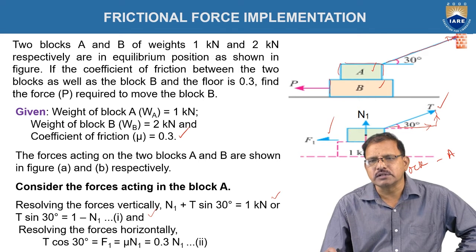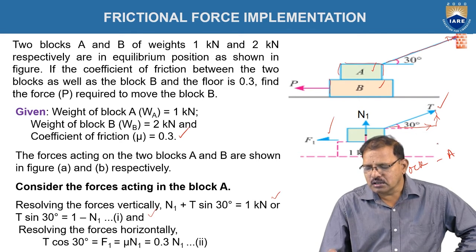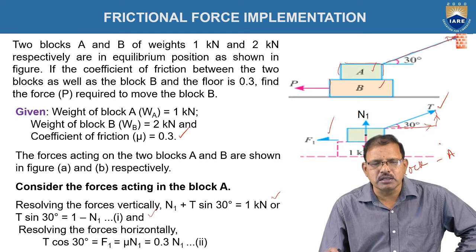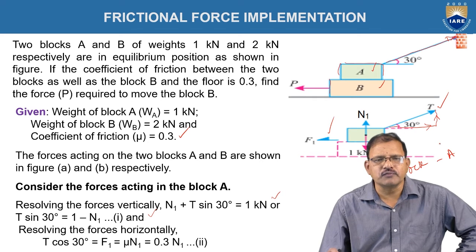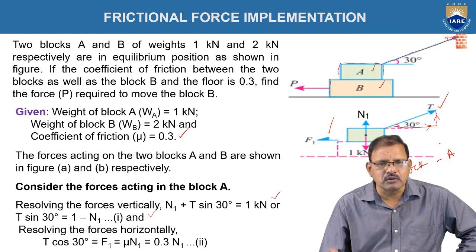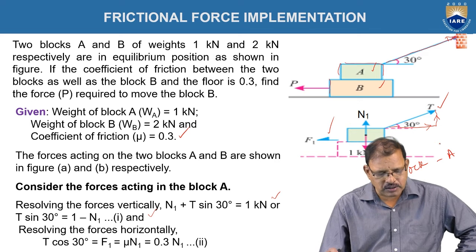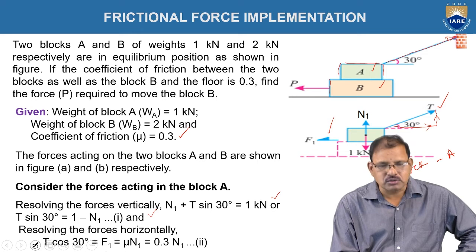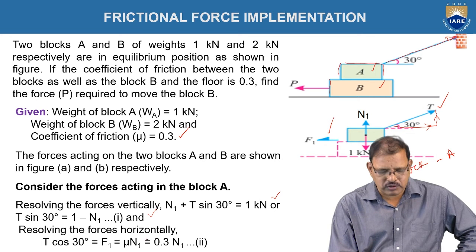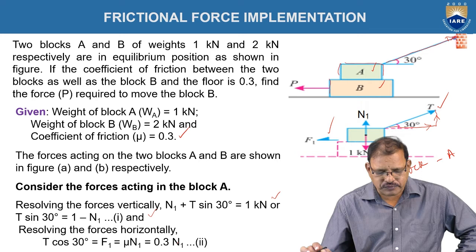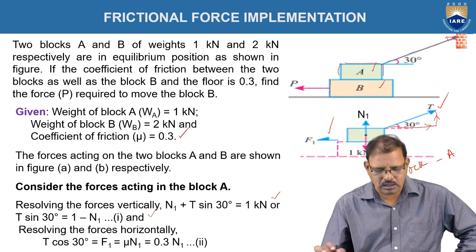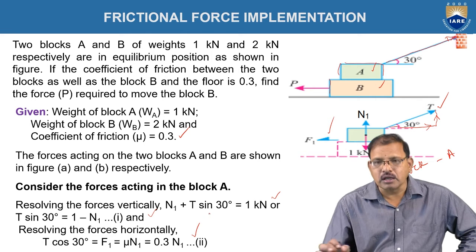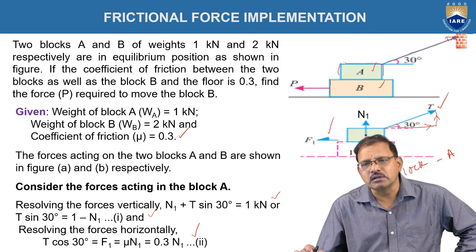F1 is acting toward the left side, treated as negative. T cos 30 toward the right side is positive. Since the body is in equilibrium, the sum of the forces acting toward the left side should be equal to the sum of the components of forces acting toward the right side. Hence, T cos 30 is equal to F1. F1 is equal to mu N1, where the coefficient of friction is given as 0.3. Hence, it becomes 0.3 N1, which is shown in equation number 2.